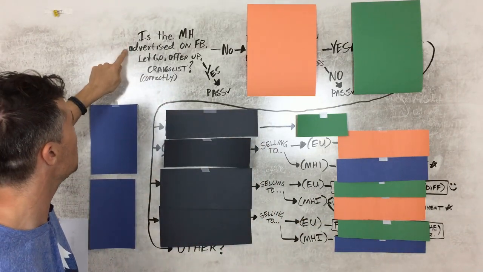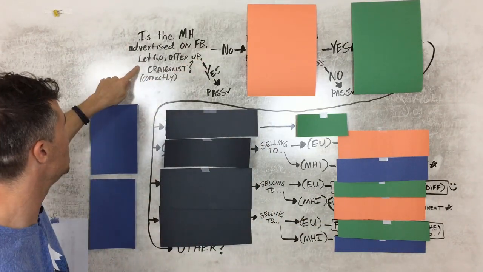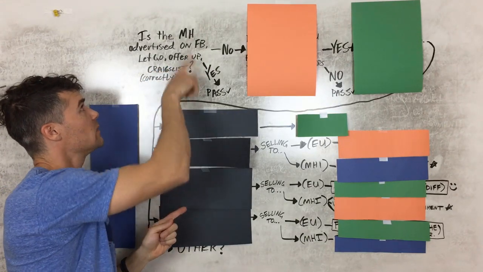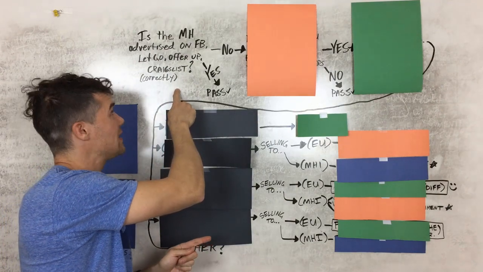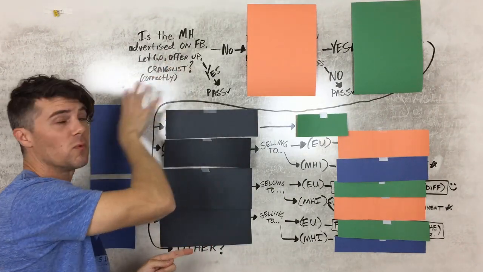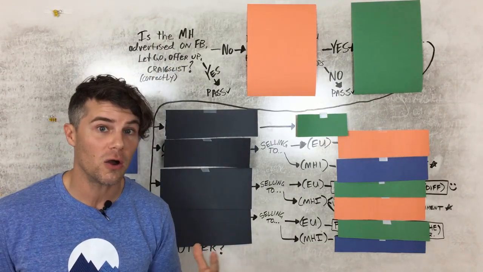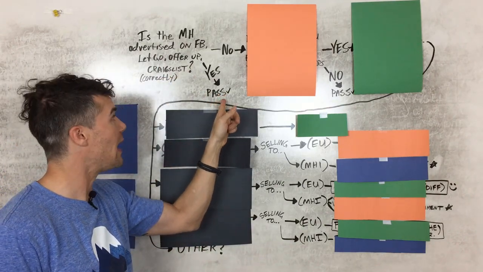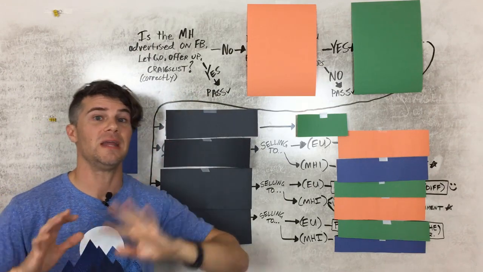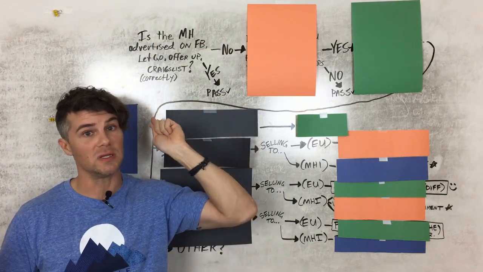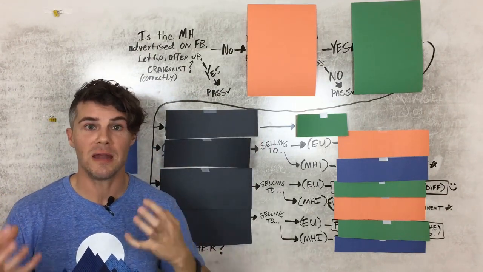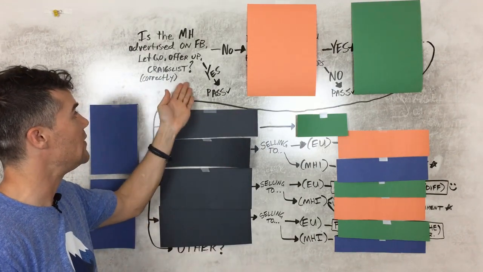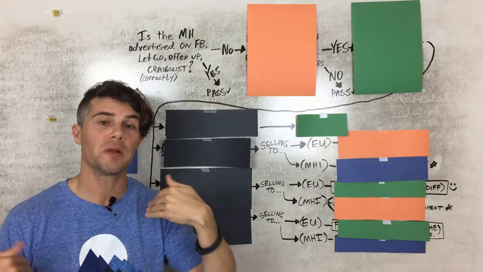Does the seller actually need my help? Is the seller advertising on Facebook, Let Go, Offer Up, Craigslist? Are they advertising this in the correct section of one or more of these websites? If they are, then they probably don't need you. Then you can pass. If they are advertising this well on a nationwide website like one of these, the market is speaking. Anybody with an internet connection can find this home for sale.